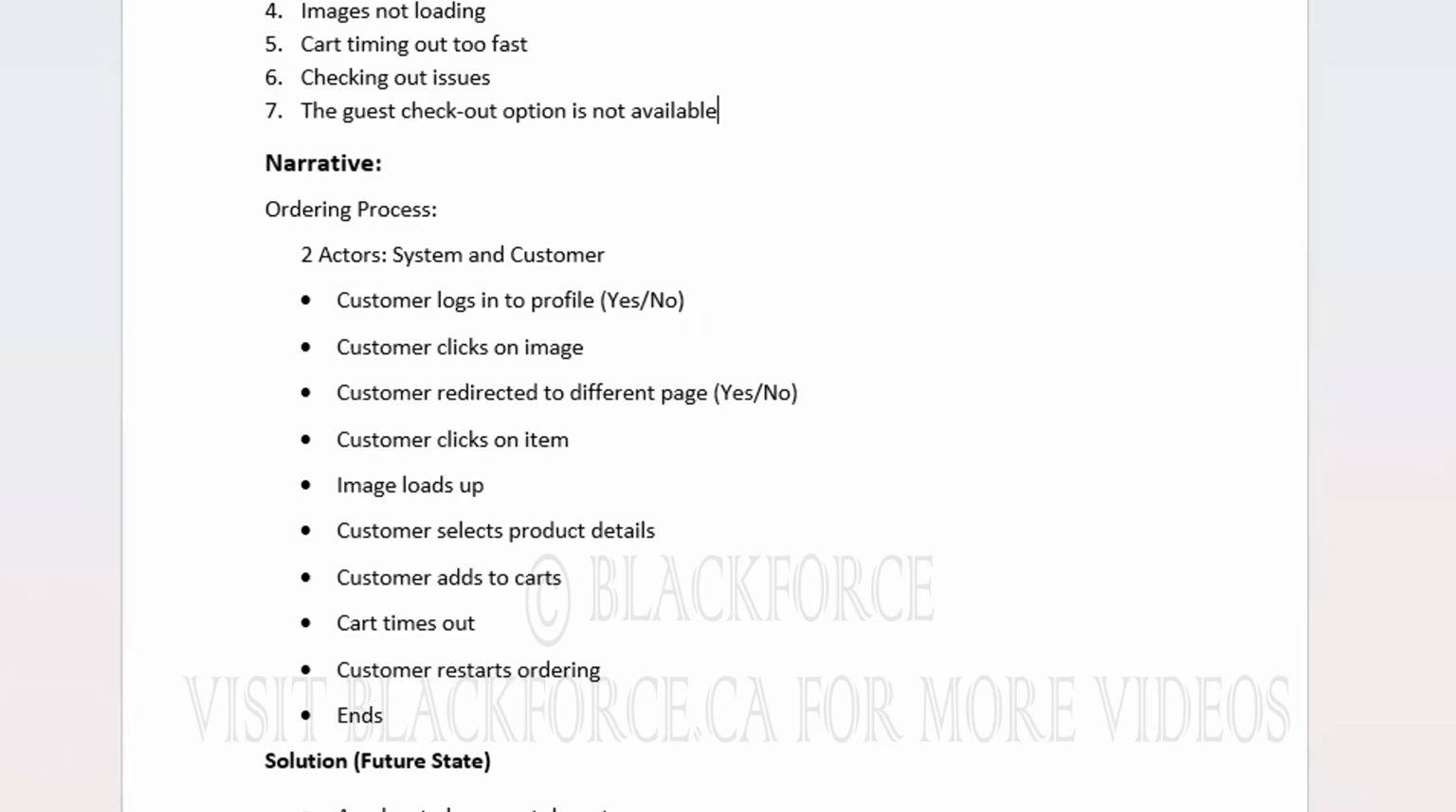Customer clicks on the image. Customer redirected to a different page. If it's yes, successful. If no, there will be a redirection. Customer clicks on item. Image loads up. Customer selects product details. Customer adds to cart. Cart times out. Customer restarts ordering. And then we have the end. So that would be our narrative, which is the very first part of our presentation.